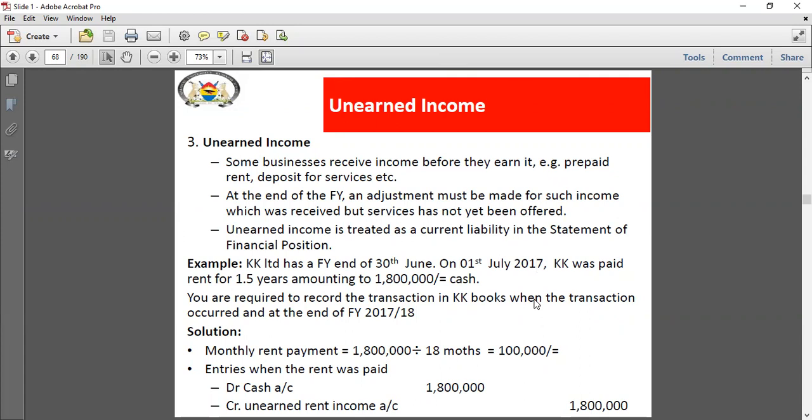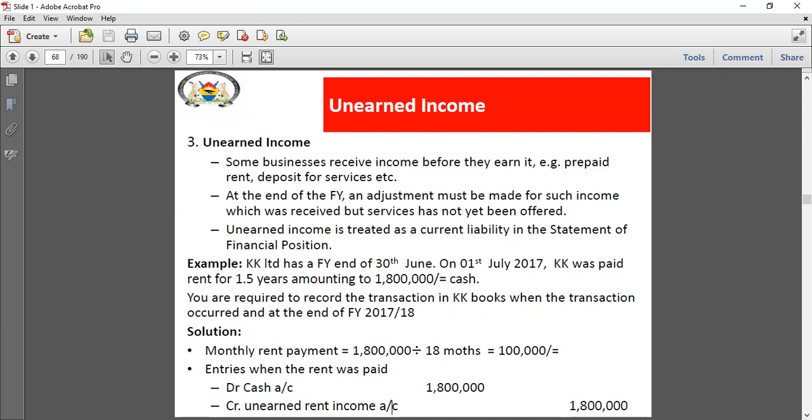So you cannot recognize the overall expense. You get it? You cannot recognize the overall expense. So that is why we debit our cash because cash is coming in, and then we credit our unearned rent income. We credit our unearned rent income with 1.8. Remember why we are creating our unearned rent income is because it is the start of the financial year. We've not earned this income. You get it? A guy has paid you, it is New Year's Day, and they have paid you their rent.